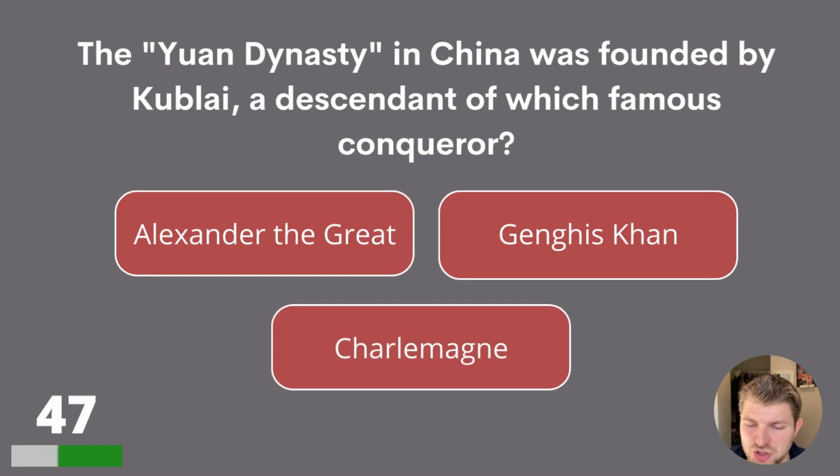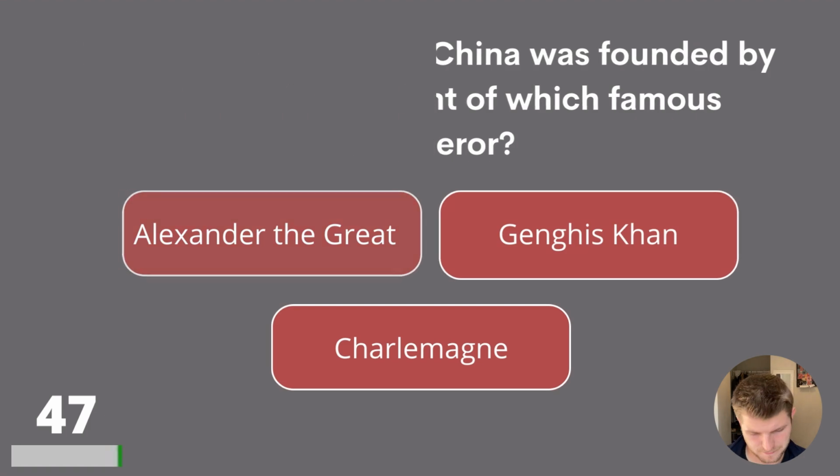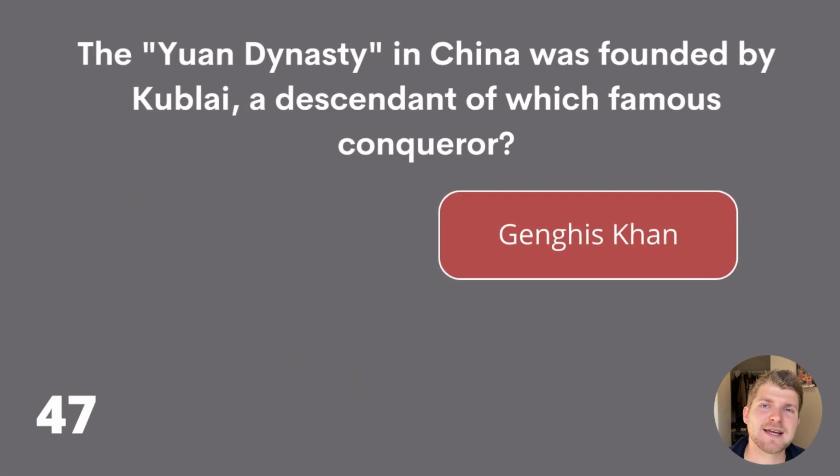The Yuan dynasty in China was founded by Kublai, a descendant of which famous conqueror? Alexander the Great, Genghis Khan, or Charlemagne? The answer is Genghis Khan.